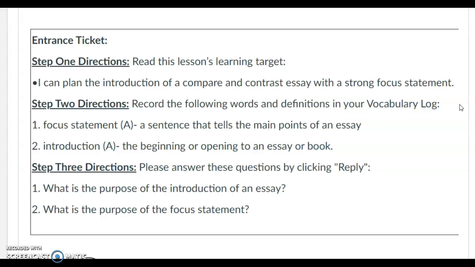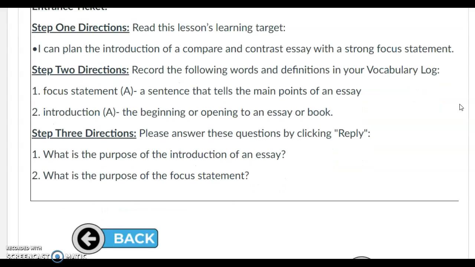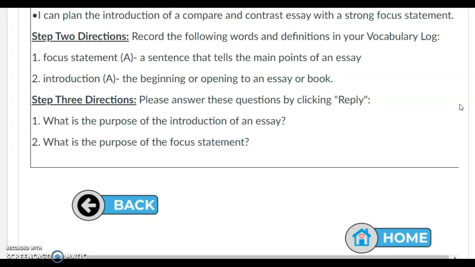So after you put those 2 words into your vocabulary log, you are going to move into step 3, which is answering the following question. What is the purpose of the introduction of an essay? And what is the purpose of the focus statement? If you need a little help, look at these 2 definitions to help you come up with your answer.